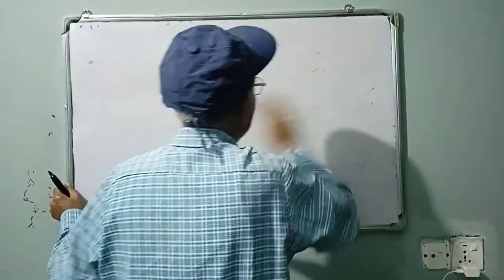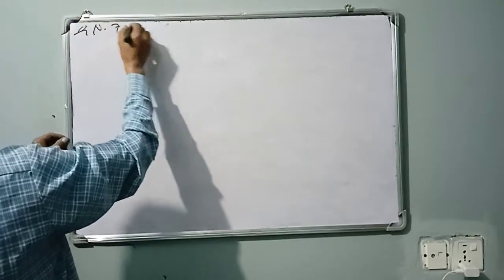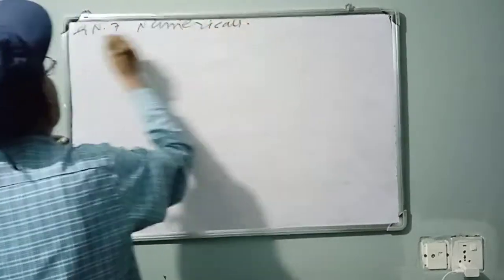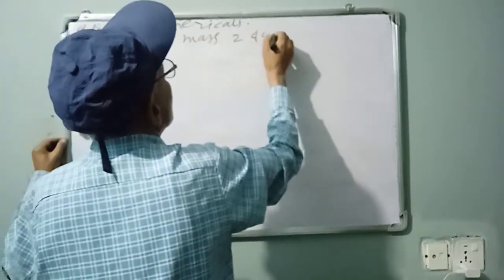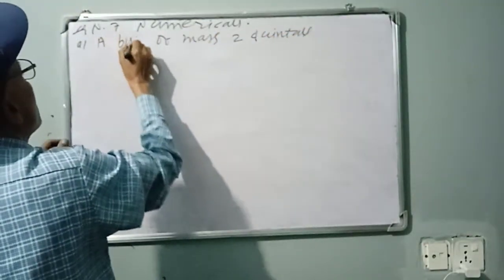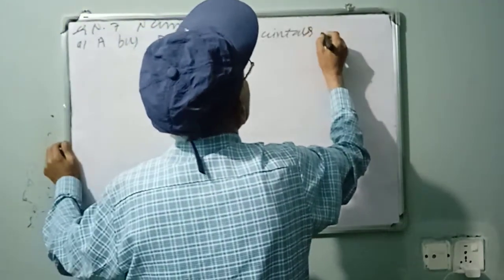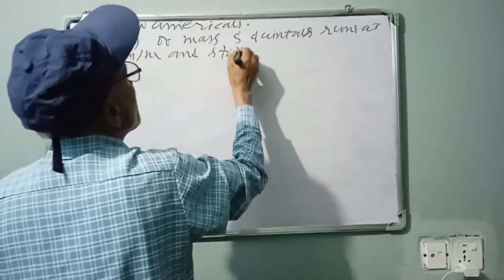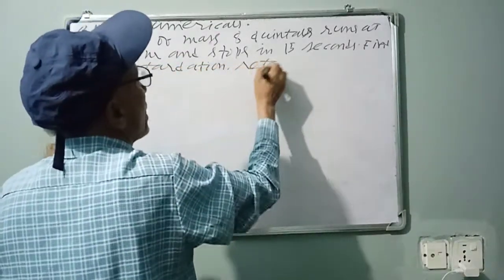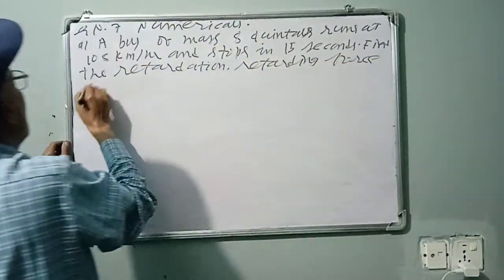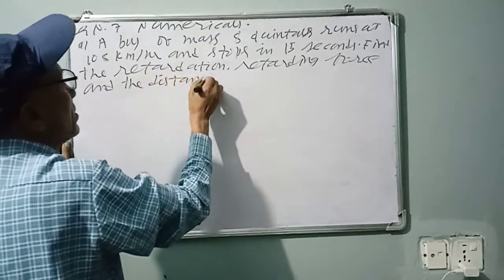Question number 7 is numerical. Question number 7, numericals. A body of mass, say 2 quintals, say a body or a bus, you can write body of mass 8 quintals, runs at 108 kilometers per hour and stops in 15 seconds. Find the retarding force and the distance traveled.